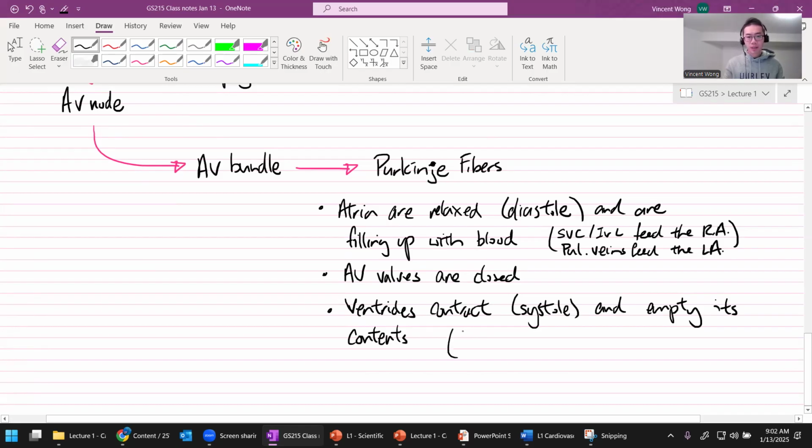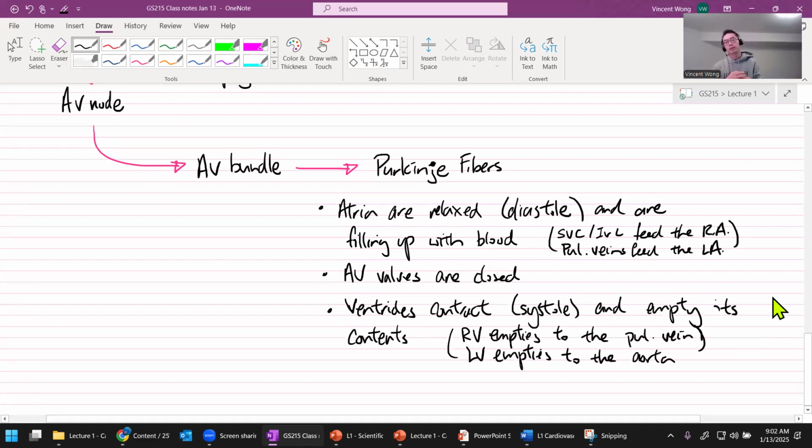And of course, the right ventricle empties to the pulmonary vein, whereas the left ventricle empties to the aorta. And that completes the cycle. Right? Once the signal gets to the ventricles, it dissipates itself. It fades off. Then the SA node is going to fire another round, and all this would happen all over again. Okay? It keeps on doing this 24/7, 365 until we die.